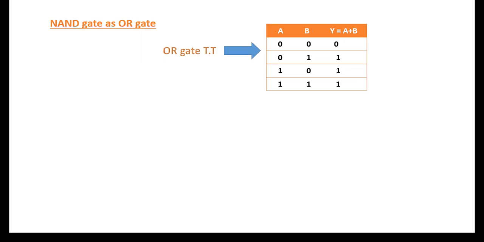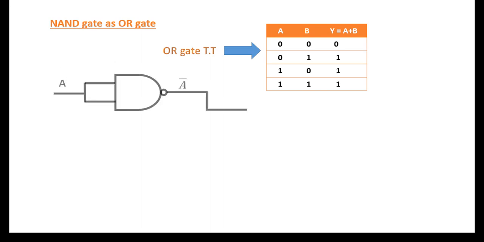To prepare an OR gate from the NAND gate, we will combine three NAND gates here. But before preparing the OR gate from the NAND gate, let's check the truth table of our OR gate. This is our truth table for the OR gate. And to prepare it from the NAND gate, we will combine three NAND gates.